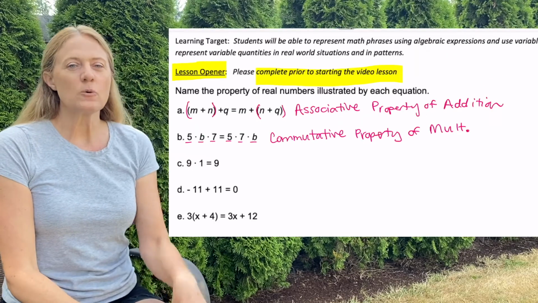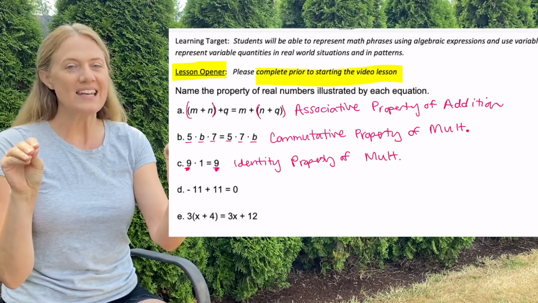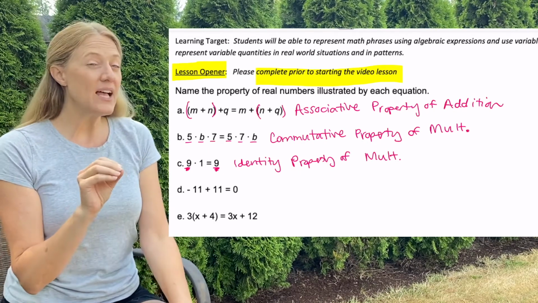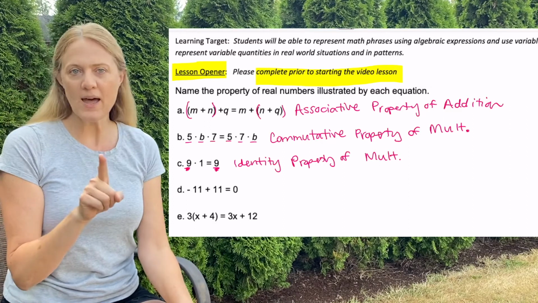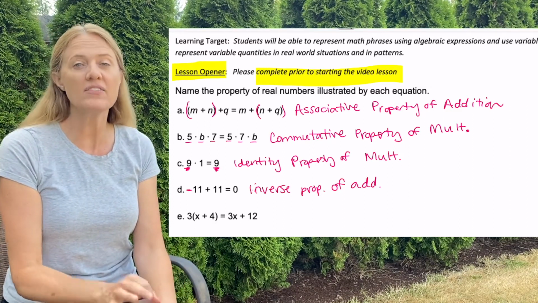C, what's happened here? We have 9 times 1 equals 9. So what I started with, I end with. Identity property of multiplication. D, we have negative 11 plus 11 equals 0. So what's happened? I've added the opposite. So we have inverse property of addition.